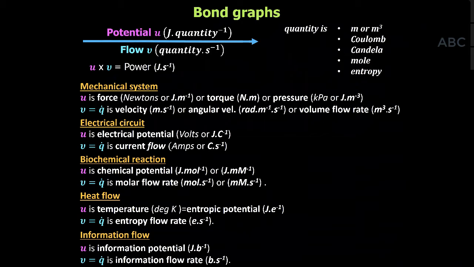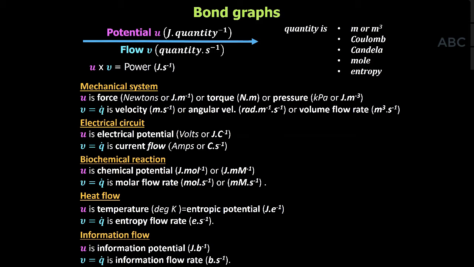But when you transmit energy, you're doing two things. You're dealing with a flow of some quantity per second, where that quantity is one of those 5 on the right: meters, or in the case of fluids, meters cubed, or it's coulombs, candela, moles, or entropy. So that's the substance you're moving along, but what you're moving is driven by a potential, and that potential is given in terms of joules per that quantity. So joules per quantity times quantity per second gives you power, joules per second. And that's the same across all these physical domains.